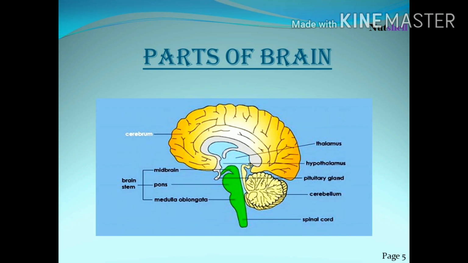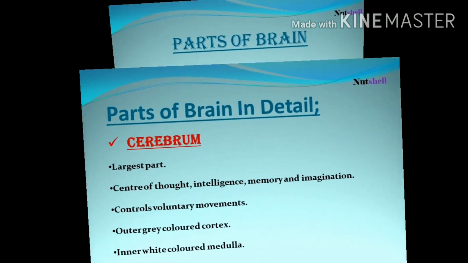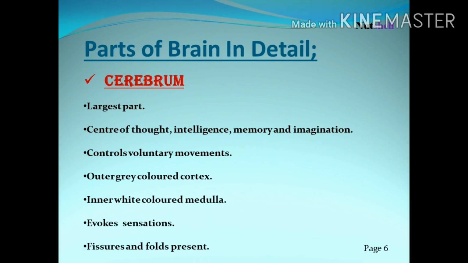This is the diagram showing different parts of the brain. The yellow colored larger part is the cerebrum, next one is the cerebellum, next is the thalamus, hypothalamus, medulla oblongata and spinal cord. Now we can discuss the different parts of the brain in detail.